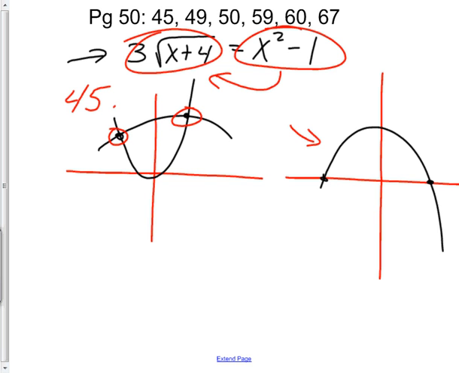So, part A. Read part A with me. The viewing window in A illustrates the intersection method for solving. Identify the two equations that are graphed. Well, they gave you the equations, right? The two equations are this one and this one. Those are the two equations that are graphed.